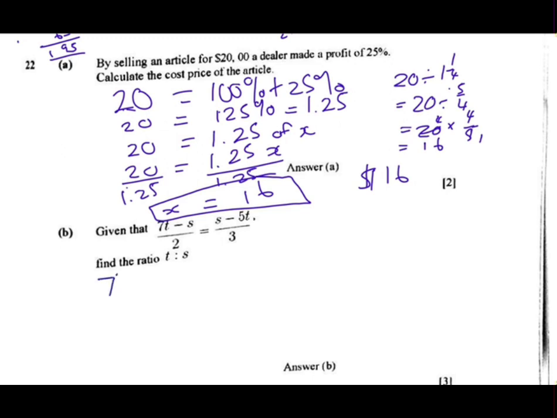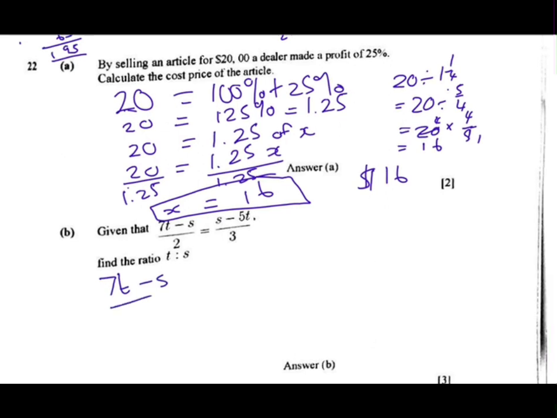Right, let's move on to the next question, part B. Given that 7t minus s over 2 is equal to s minus 5t over 3, find the ratio of t to s. Here what we can do is remove the fractions by multiplying by the common denominator for both, which is 6. 6 divided by 2 gives us 3. 6 divided by 3 gives us 2.